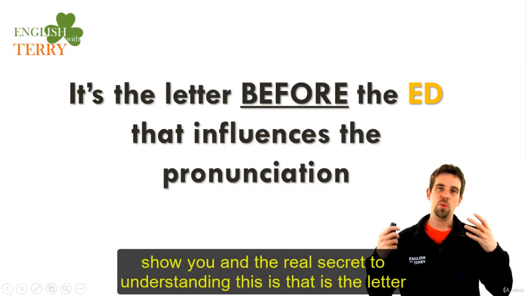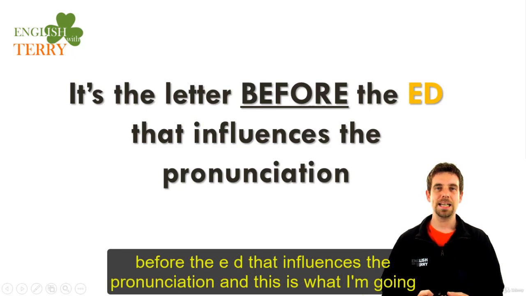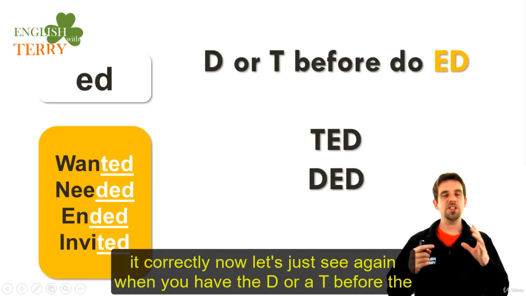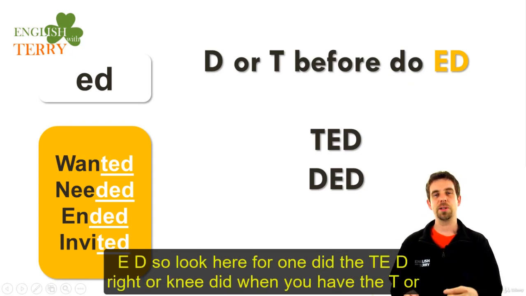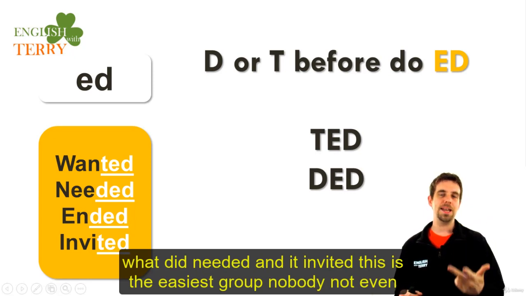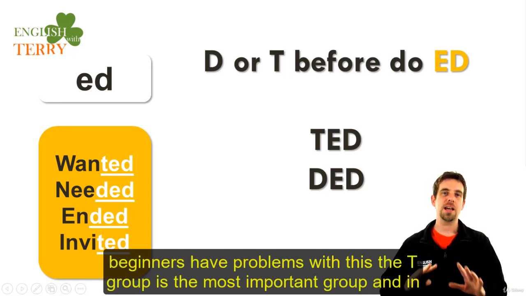What I want to show you, and the real secret to understanding this, is that the letter before the ed influences the pronunciation. And this is what I'm going to teach you. This is how you learn how to pronounce it correctly. Now, let's just see again. When you have a D or a T before the ed, so look here, for example, wanted, the TED, right? Or needed. When you have the T or D, it's the easiest group. The sound of the ed is clear. Ted or dead, right? Wanted, needed, ended, invited. This is the easiest group and nobody, not even beginners, has problems with this.